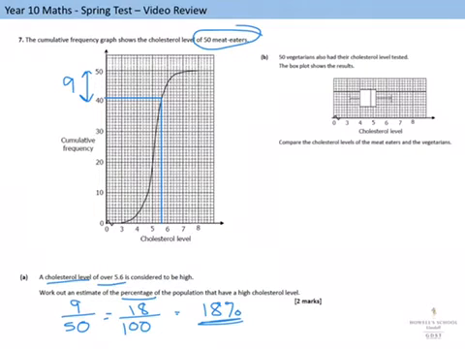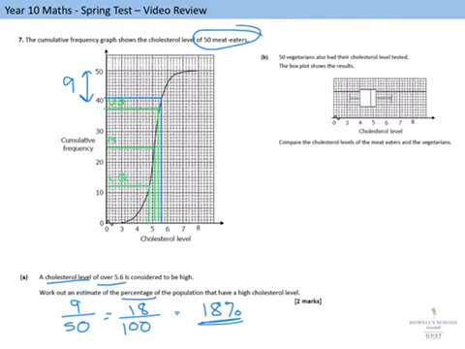In part B, we're asked to compare the cholesterol levels of the meat eaters on the cumulative frequency graph and the vegetarians on the box plot. So when we're comparing two things with cumulative frequency and box plots, we want to be looking for the IQR, so the interquartile range, which tells us how consistent the results are, and we also want to be looking for the median, which tells us about the average. So those are easy to read off a box plot, but we need to work them out from the cumulative frequency graph. So before answering this question, I'd go back to the cumulative frequency graph over here and work out the lower quartile, the upper quartile, and the median.